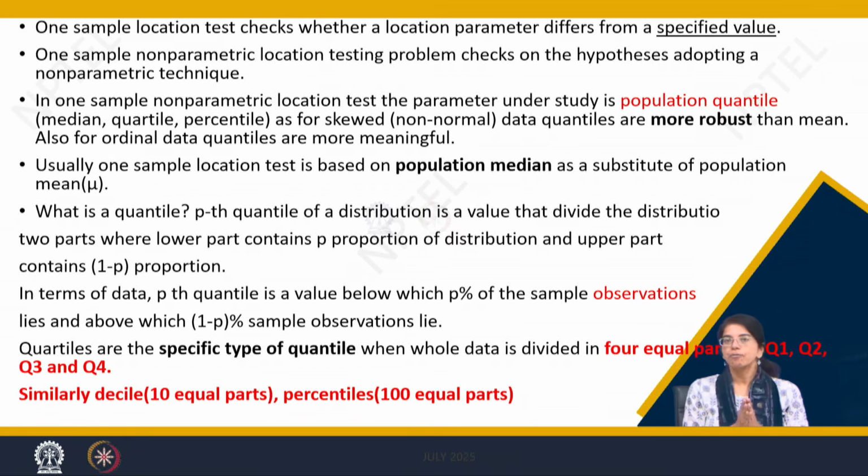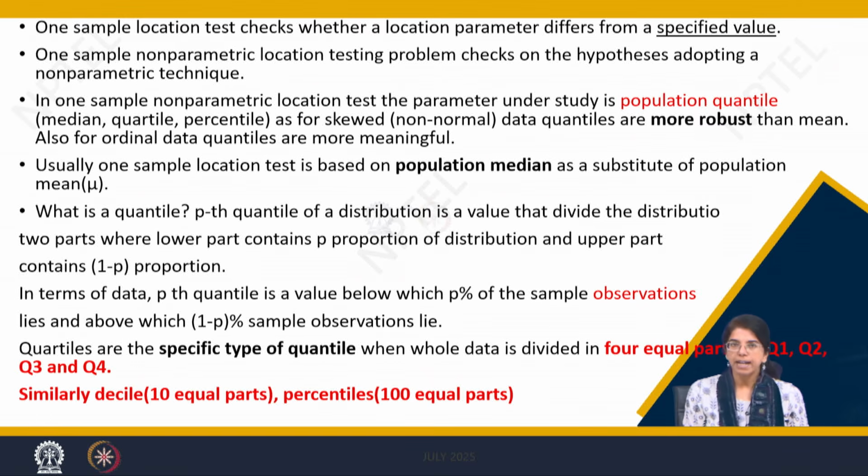So, see, in the one sample location problem, we are not using the mean, our very common measures of central tendency, that is the arithmetic mean, geometric mean, harmonic mean. We are not making any test based on the mean, rather we are restricting our attention to rank based statistics such as quantile, quartile in specific. Okay. Usually the one sample location test is based on the population median as a substitute for the population mean.